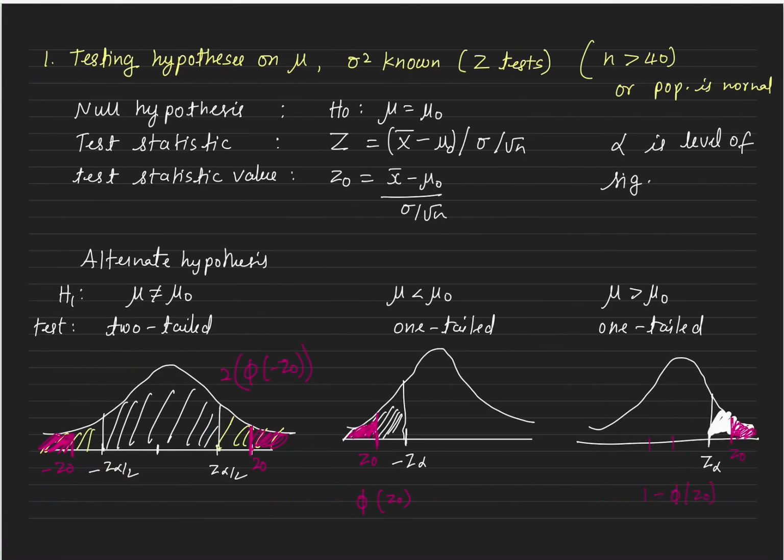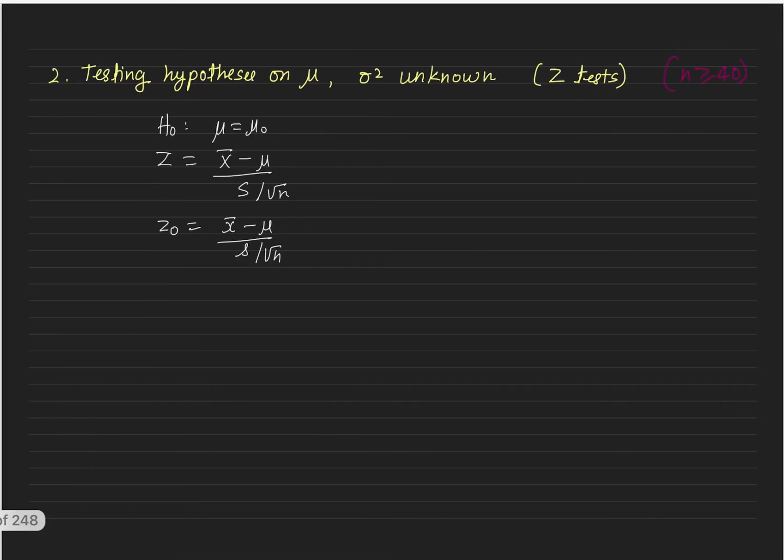It depends on the alternate hypothesis. If the alternate hypothesis is two-sided, we use a two-tailed test, otherwise we use a one-tailed test. The only difference here is that to find Z0, we use the sample standard deviation instead of the population standard deviation, which is unknown, provided that n is large.